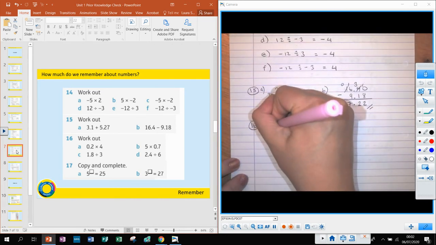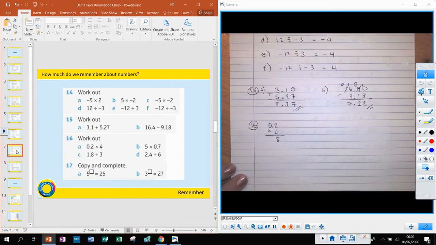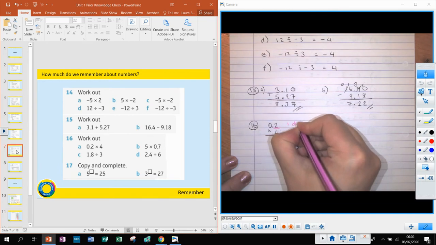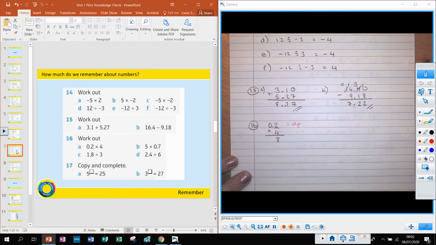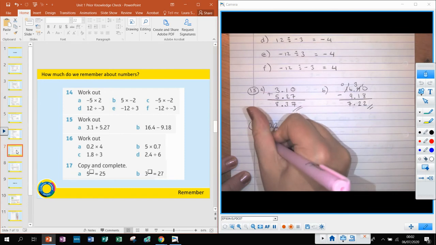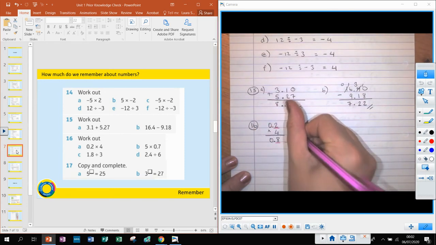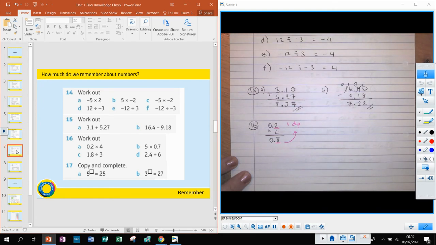Here's the thing. I actually had 0.2. So once I figured out that the 2 times 4 is 8, I need to look at how many decimal places I had in the question. And I have 1 decimal place. So that means my answer also needs 1 decimal place. So it should be 0.8, because that is also 1 decimal place. Okay? Right, so pretend you just have integer values, and then you can put your decimal places in.